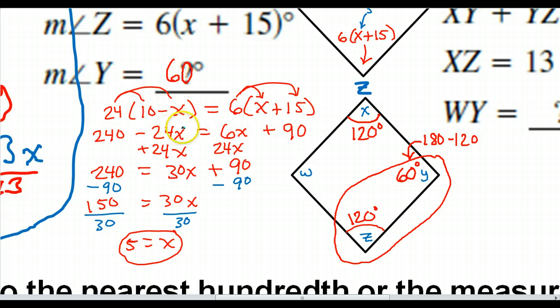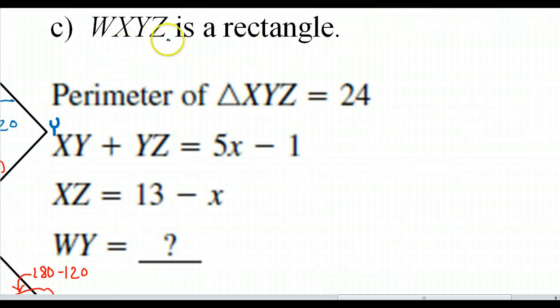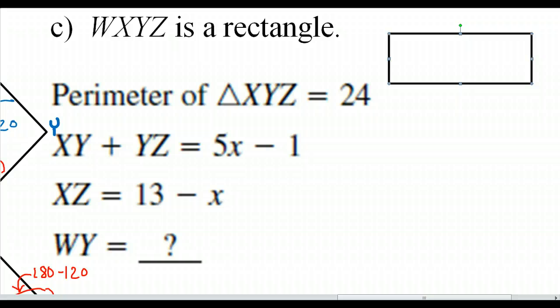Alright, so that's how you find the measure of angle y. Okay, WXYZ is a rectangle, so let's draw a rectangle. Okay, so there's a rectangle. WXYZ is a rectangle. So, fine, here's W, X, Y, Z.